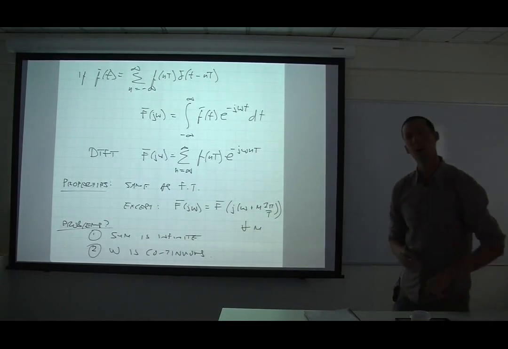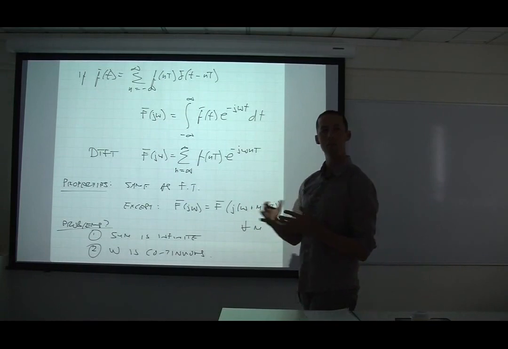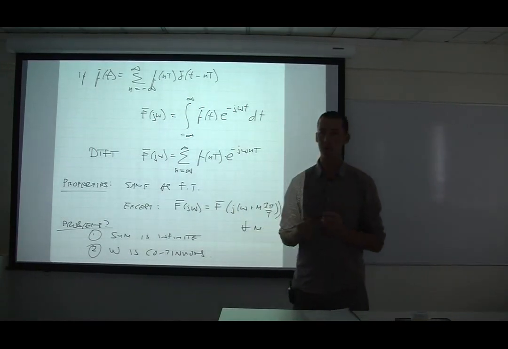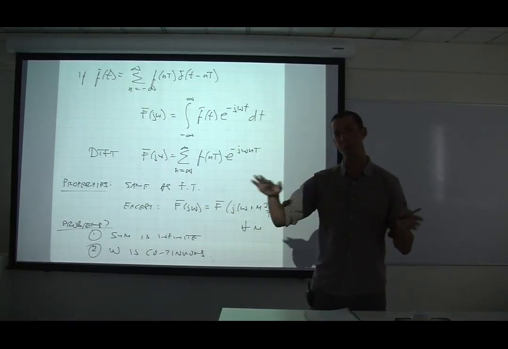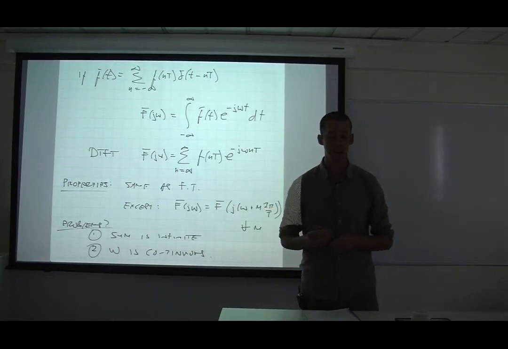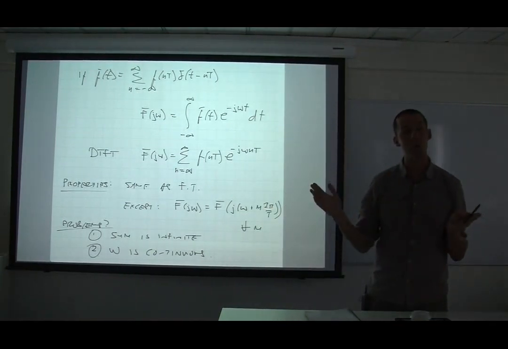There's no reason I can't have any frequency in my signal. Why would I have to have discrete values of frequency? So the spectrum is totally smooth and continuous, and we need to draw a picture of it. So how are we going to do that?